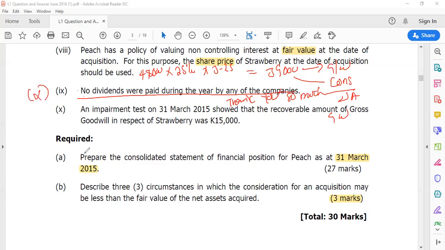An impairment test on 31st March 2015 showed that the recoverable amount of gross goodwill in respect of strawberry is 15,000. We are done, so let's go to work out our things now. So recoverable amount is 15,000.